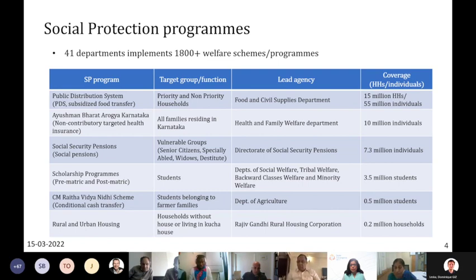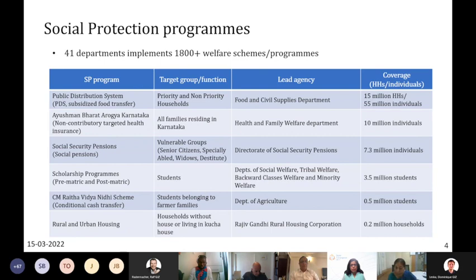Karnataka focuses a lot on the education sector. It has several scholarship programs, pre-matric and post-matric, that is before class 10th and after class 10th, which are given to about 3.5 million students. This financial year, Karnataka implemented the CM Raita Vidya Nidhi scheme, which is a flagship program of the government, where students who belong to farmer families were encouraged to pursue their education by transferring scholarships without them having to apply, that is on an entitlement basis, and nearly 4.5 million students benefited from this program.